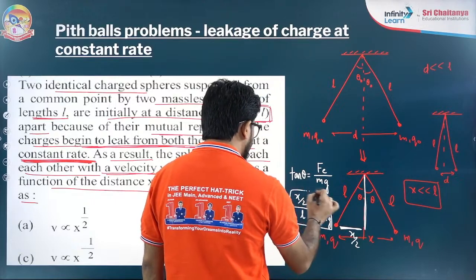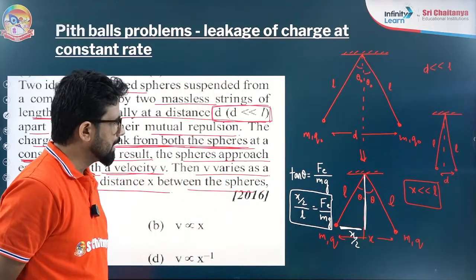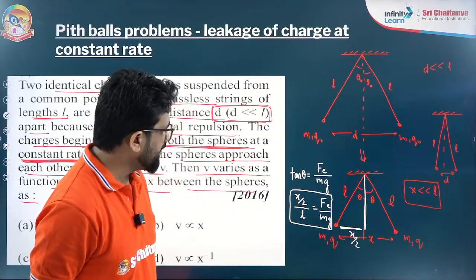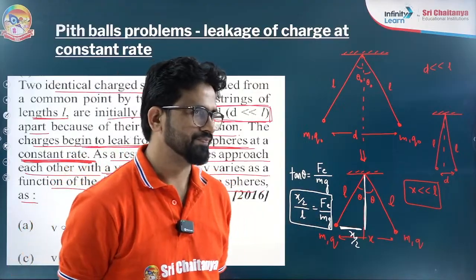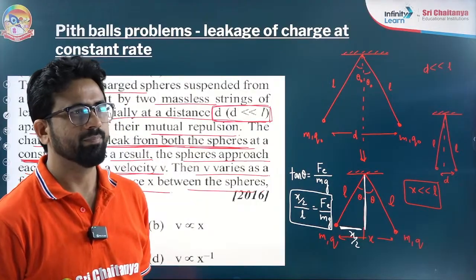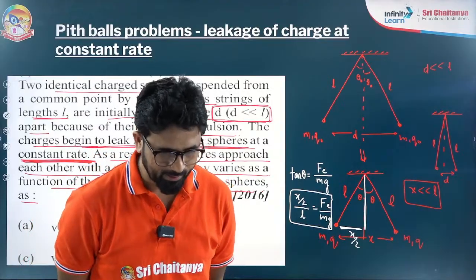Please everyone check and tell me whether this line is clear or not. x by 2 upon L is equal to Fe by mg, I can consider this. Is this line clear? Please reply. Is it clear to everyone? Yes sir, no sir?